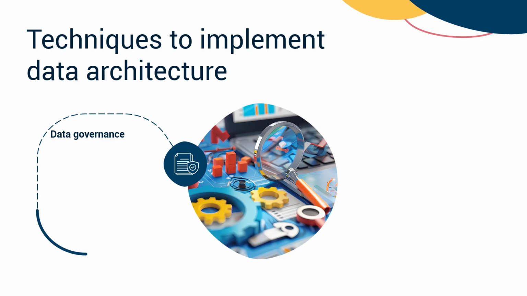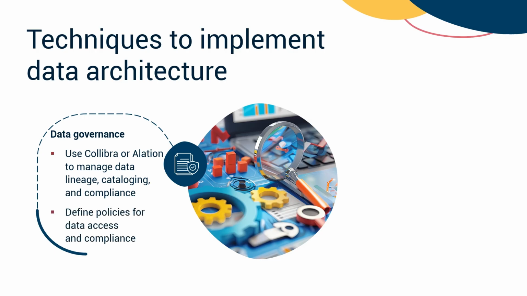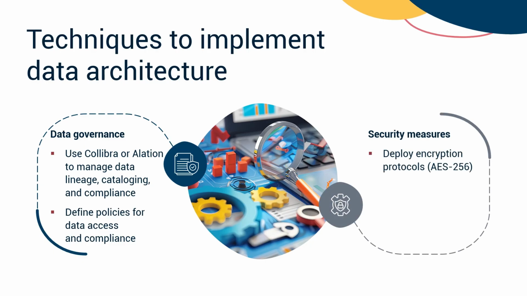For data governance, you can use platforms like Collibra or Alation to manage data lineage, cataloging, and compliance, and define policies for data access and usage to ensure compliance with regulations. As security measures, you can deploy encryption protocols such as AES-256 for data at rest and in transit, and use systems like Splunk or IBM QRadar for real-time monitoring.